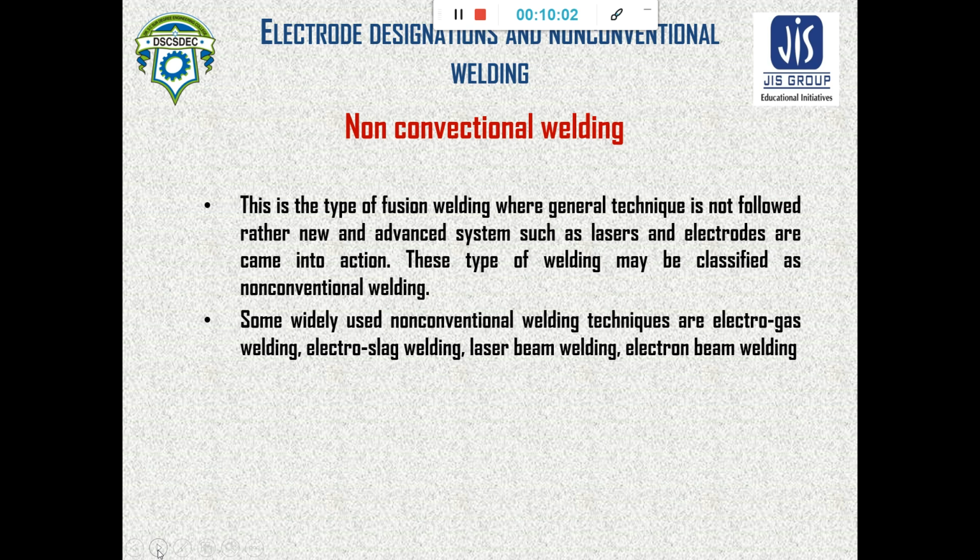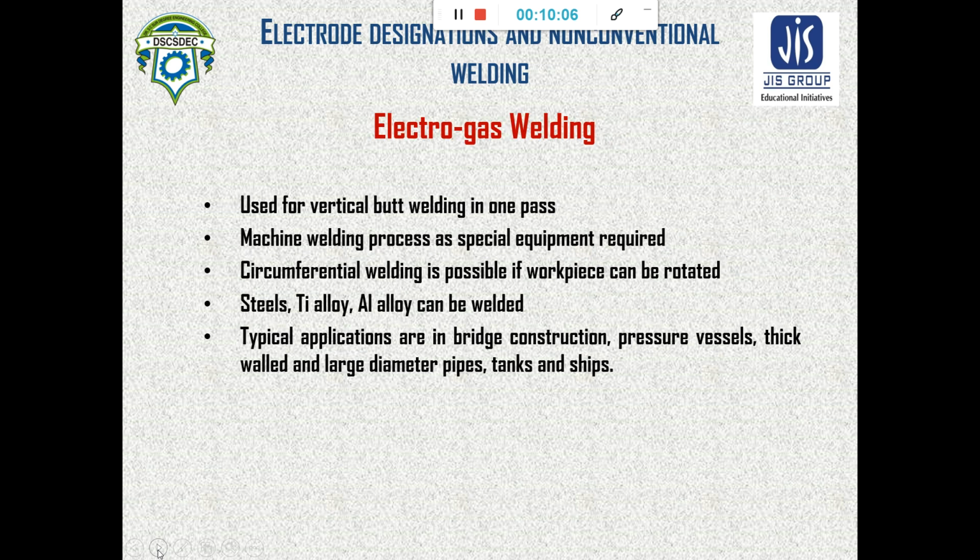So now we will see electro-gas welding. This is mainly used for vertical butt welding in one pass. So single pass vertical butt welding is possible using electro-gas welding. It is a machine welding process, an automatic welding process. No manual welding is possible in electro-gas welding, because some special equipment is required. Circumferential welding is possible if there is a provision to rotate the workpiece.